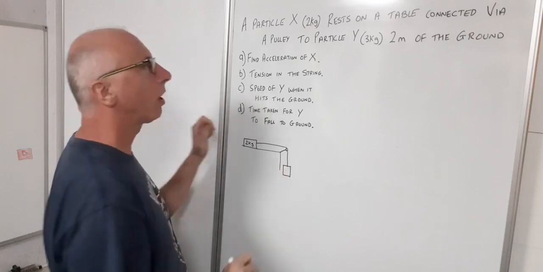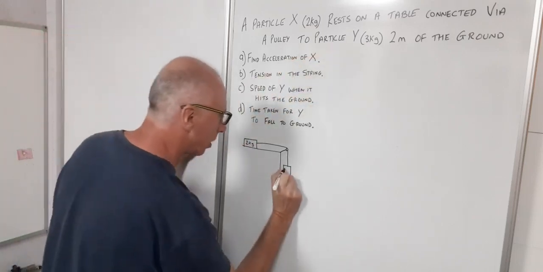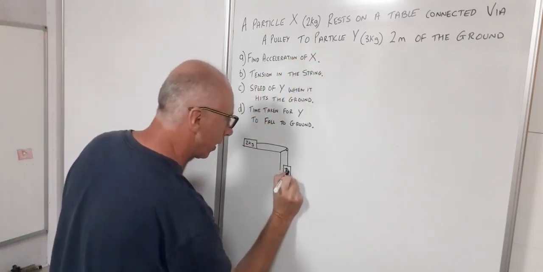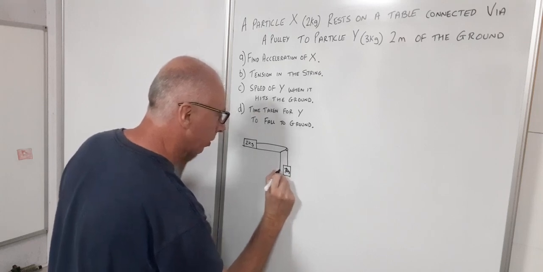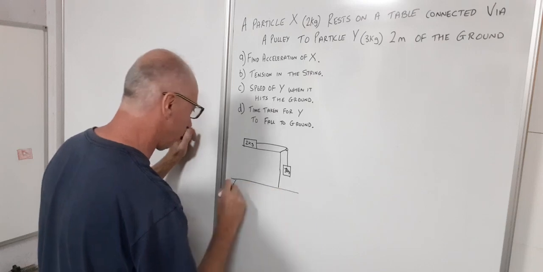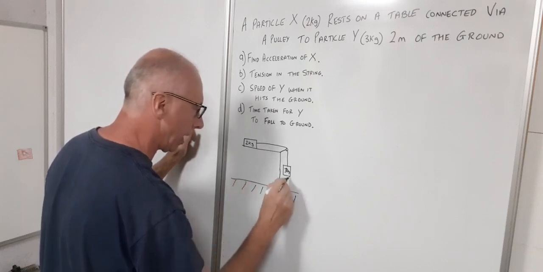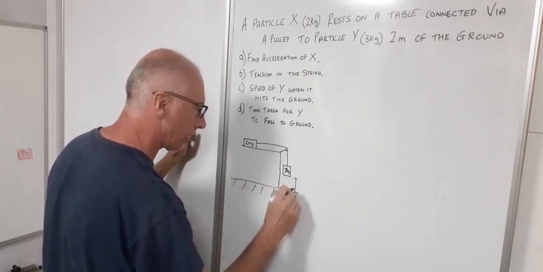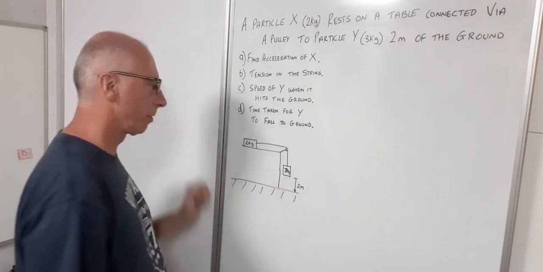So particle Y is 3 kilograms. So let's write that in there. And then this particle is 2 meters from the ground. So let's draw my ground in there. And then this distance is 2 meters.